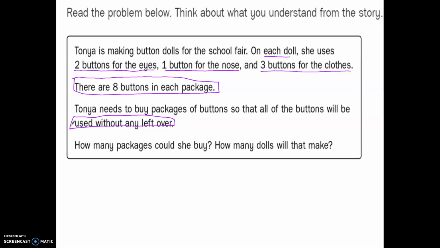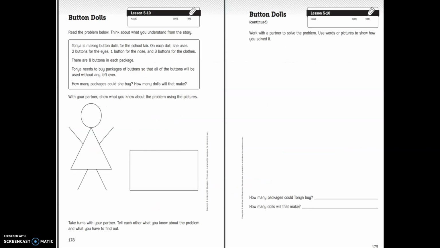Your task is 2 things. How many packages could she buy? And how many dolls will that make? So on the paper that you have, an outline of the doll. You could draw some things on that doll to see how many buttons that she'll need for each doll. And then you need to determine how many packages is she going to need and how many dolls will she make. If she doesn't want any buttons left over, there can be no buttons left over.